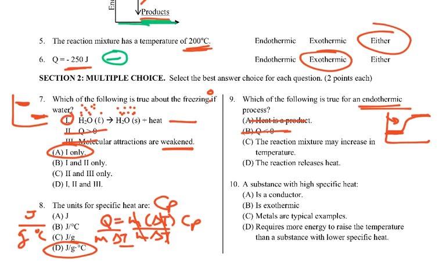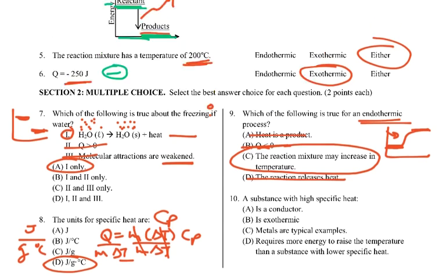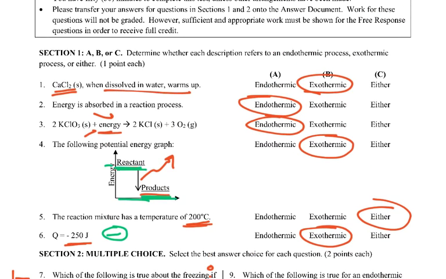The reaction mixture may increase in temperature. Okay, let's think about that one. And the reaction releases heat? No, the reaction does not release heat because it absorbs heat. So the answer must be C. Now, let's think about this. We know it's C because we can eliminate A, B, and D. The reaction mixture may increase in temperature. If we have a situation like we were talking about back here, where calcium chloride dissolves in water and warms up, that was exothermic.